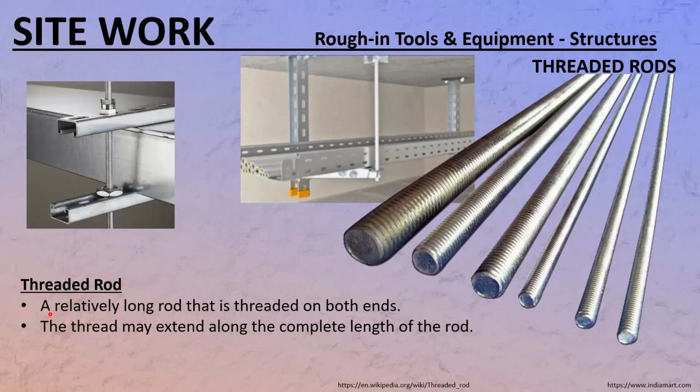A threaded rod is a relatively long rod that is threaded on both ends. Sometimes the thread only goes so far on both ends. But what you really want is the one that has the thread all along, so you can cut it to different lengths. The thread might extend along the complete length of the rod. So that's what they call threaded rods.